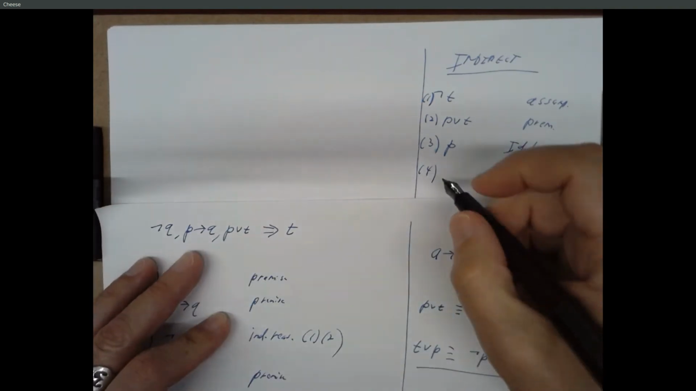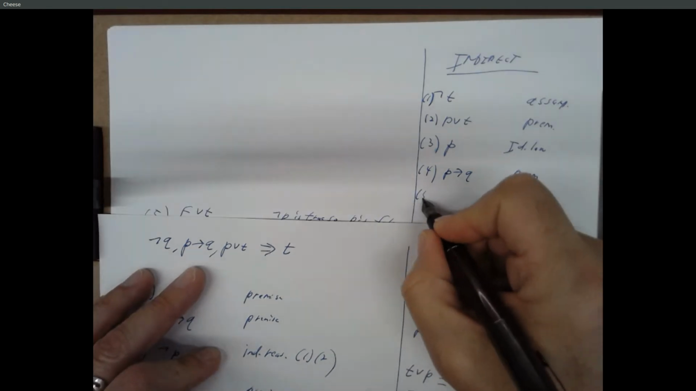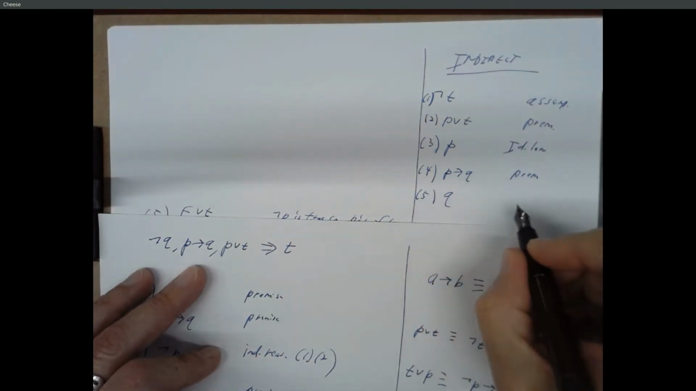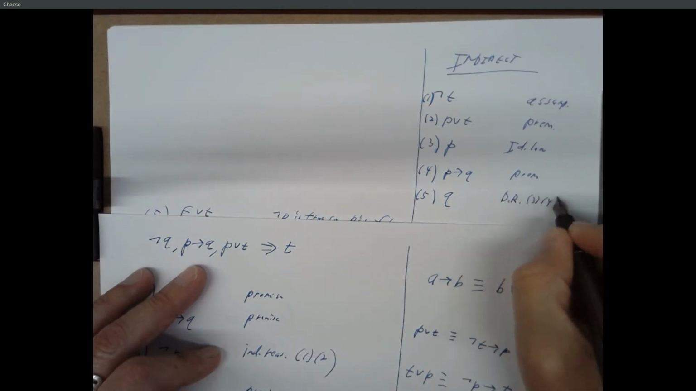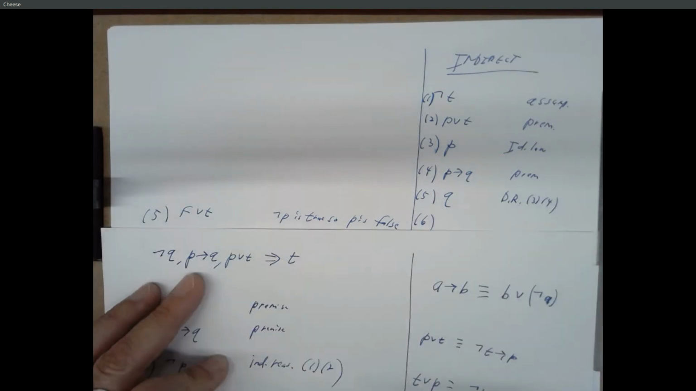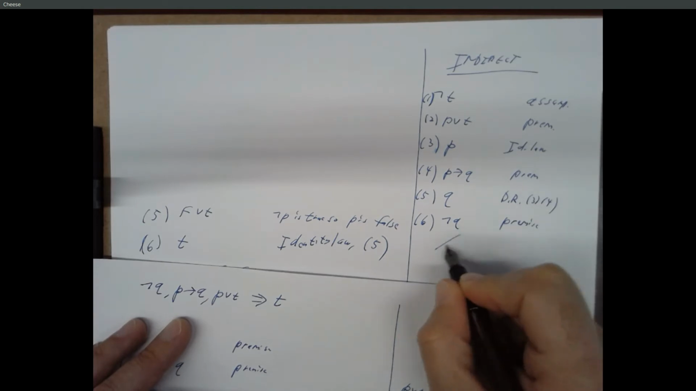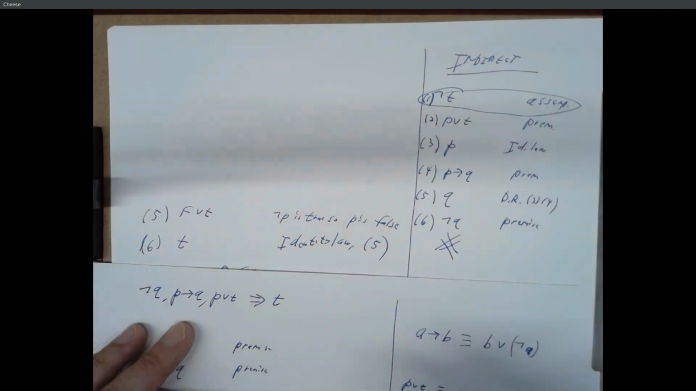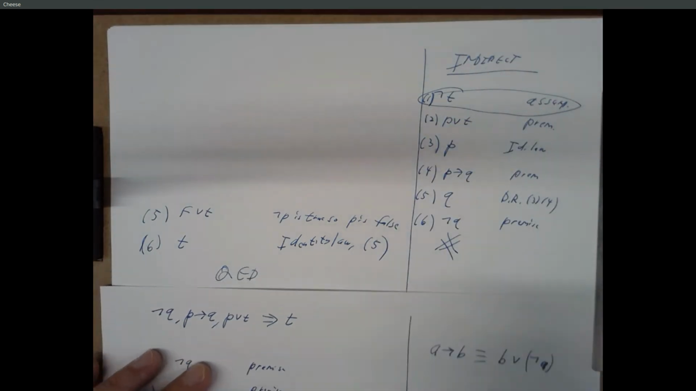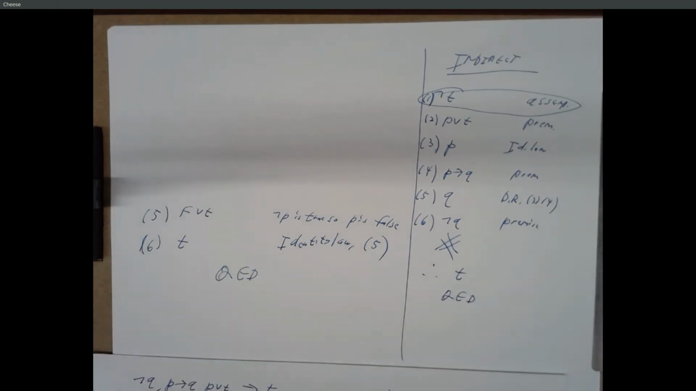And now we can work forward. P implies Q is a premise. Since P is true and P implies Q, we can prove Q. That's direct reasoning, 3 and 4. But here comes the wrench. We know not Q because that's a premise. And that's a contradiction. So by starting with this assumption, we're led to a logical contradiction. That assumption must be wrong. Therefore, T, which is what we were asked to show. So that's an indirect proof.